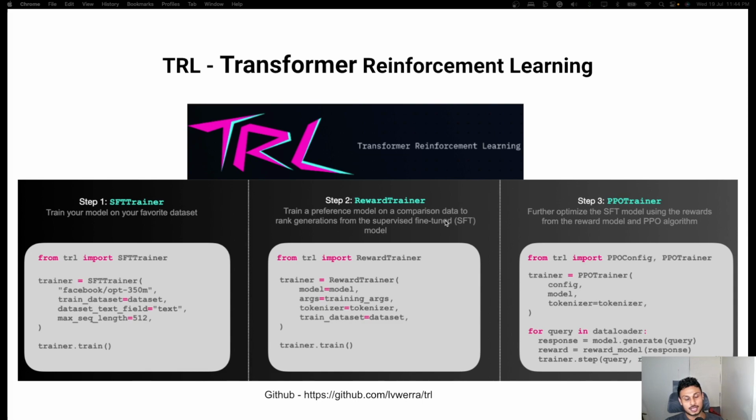In today's episode, I actually want to talk about the Transformer Reinforcement Learning library from HuggingFace, which is pretty awesome. With this, we can apply reinforcement learning from human feedback with a few lines of code. We all know reinforcement learning from human feedback plays a major role in custom applications that use large language models like ChatGPT and even Llama version 2 chat.